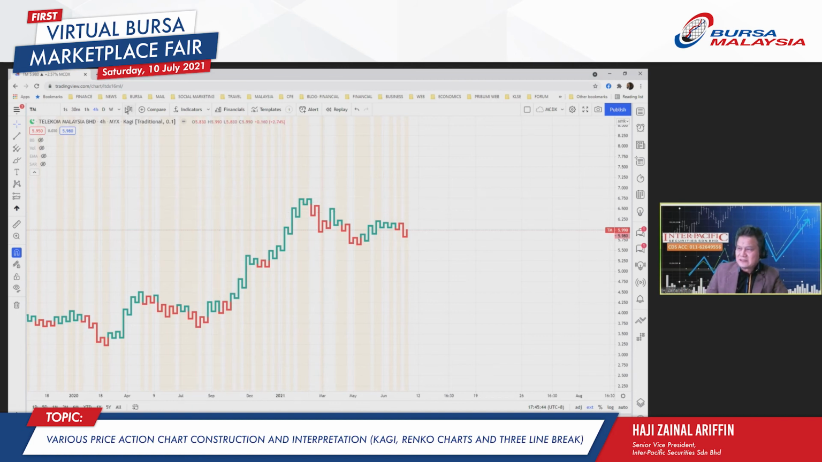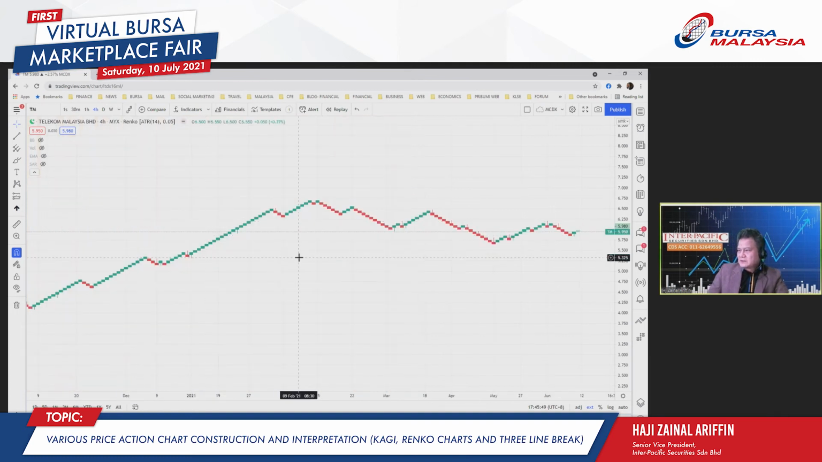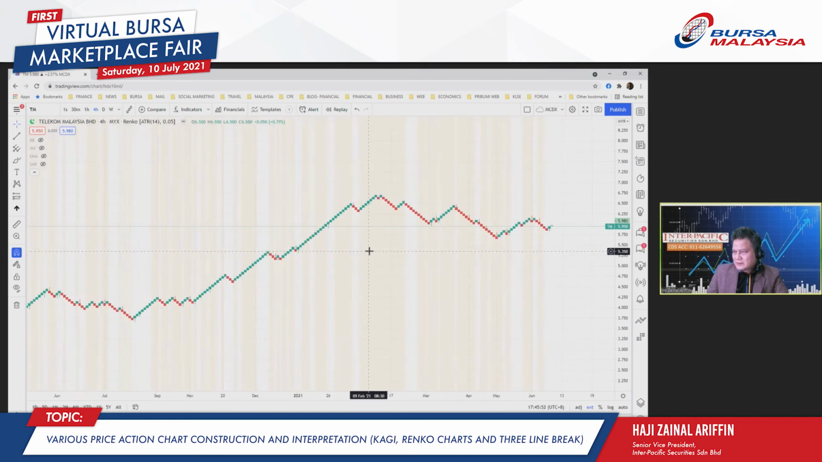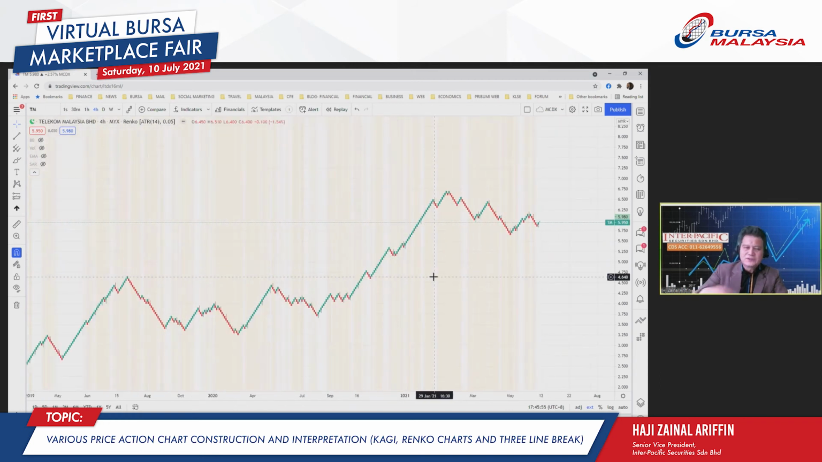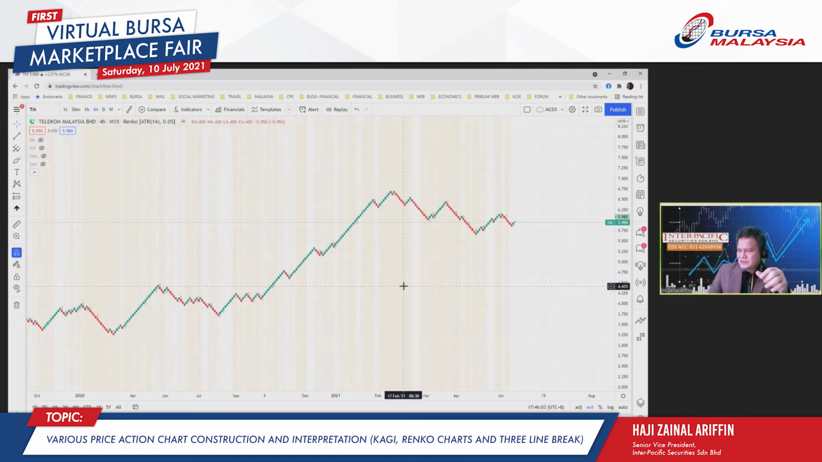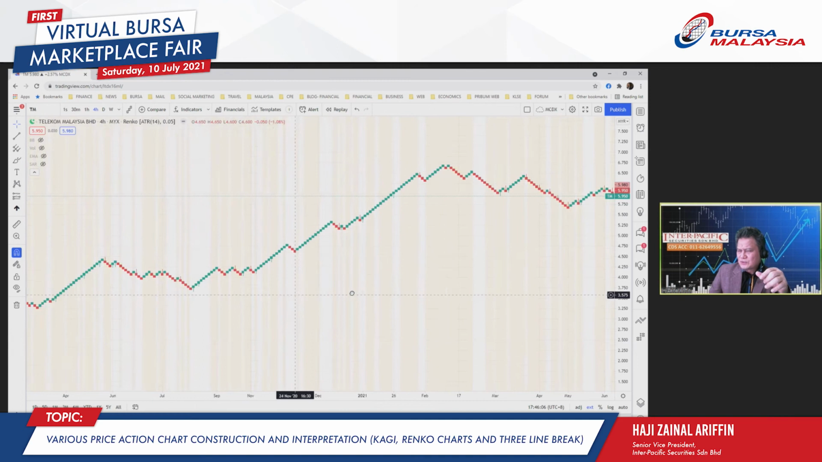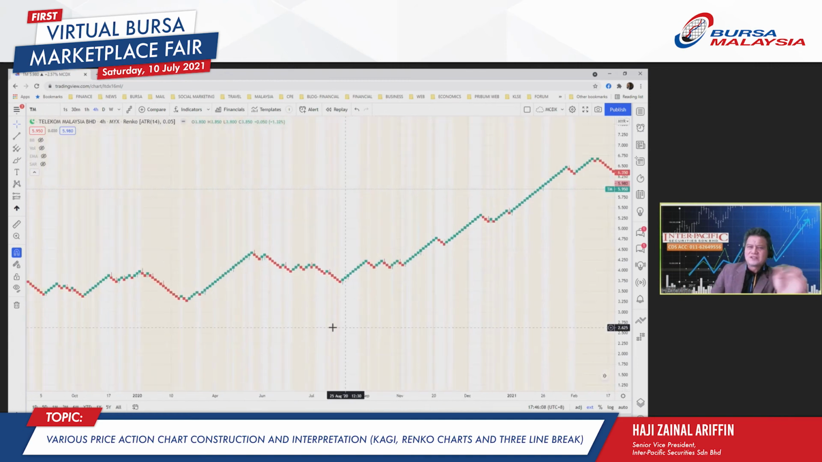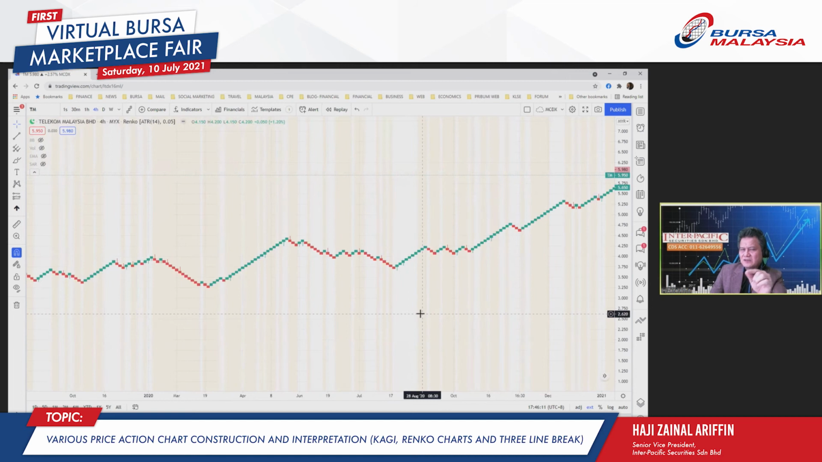Now let's look at another one. Instead of Kagi, we look at Renko. Renko is used for the trend. When you use Renko, as you can see, if there's a change, you can detect it straight away. I'm using 4 hours. As you can see, whether it is short term or long term, it can be used.